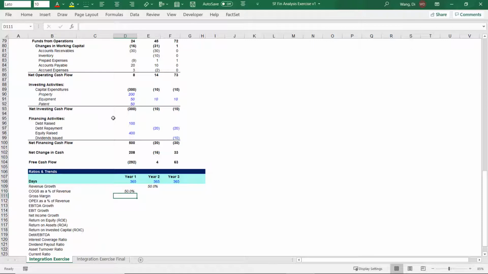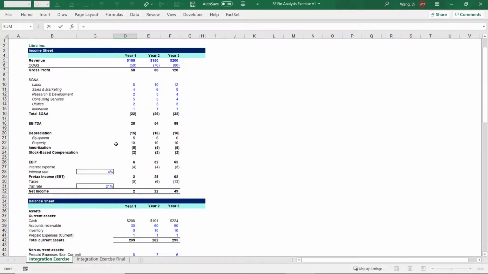OPEX margin is calculated by taking gross profit divided by revenue.